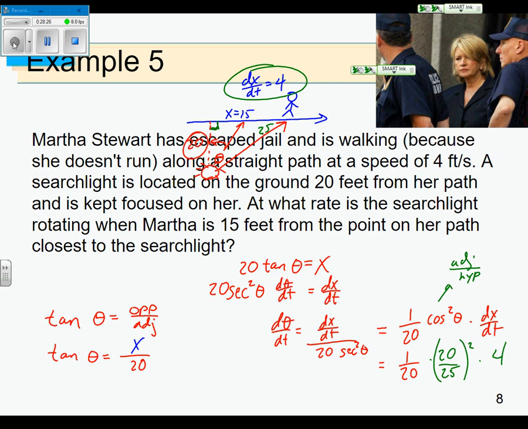So I just plugged all this in. I got like 16 over 125. And that would be in radians per second. If you wanted to decimal it out, I got 0.128.